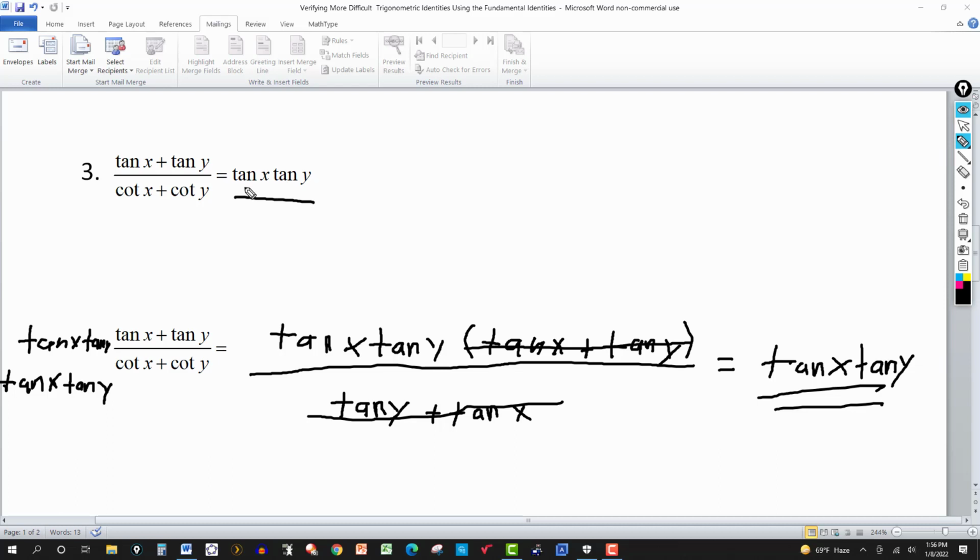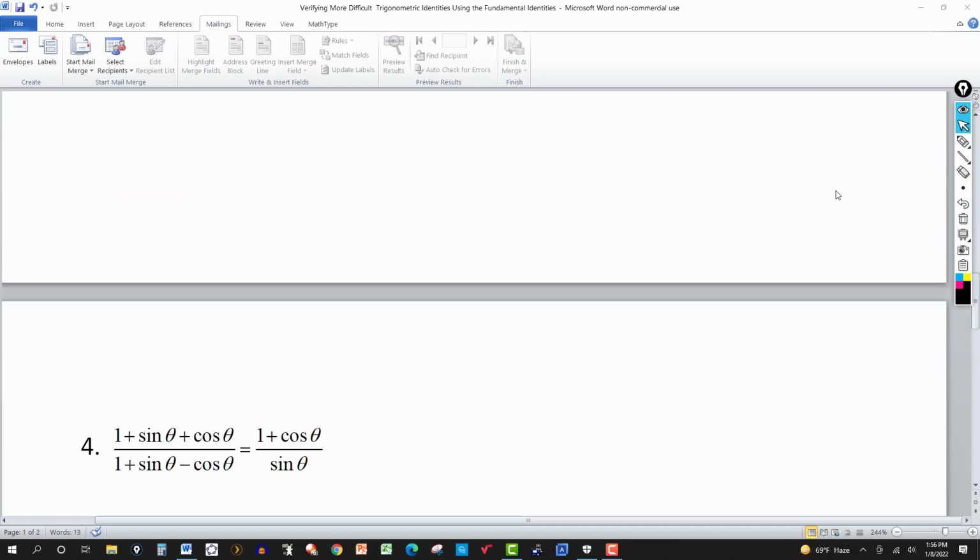You could probably also start with the right side if you wanted to and come up with the left side. Might be a little bit more involved, but again, you look at what you see. Do you see a formula or something that would make it easy to get the other side? So let's cancel this out, and let's look at the next one.